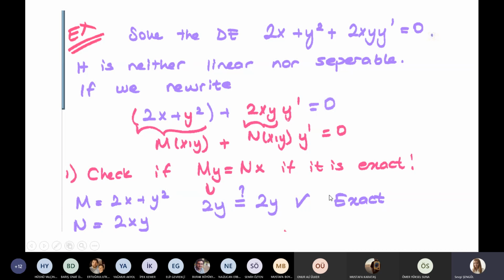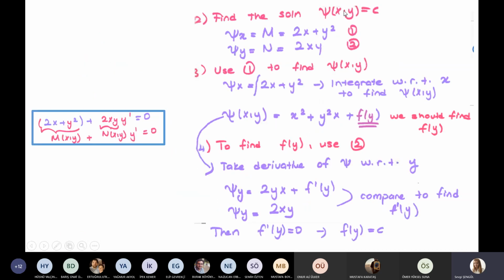Okay, if it is exact, what do we know? We know that we have a solution. How? The solution's derivative with respect to x should be equal to M.